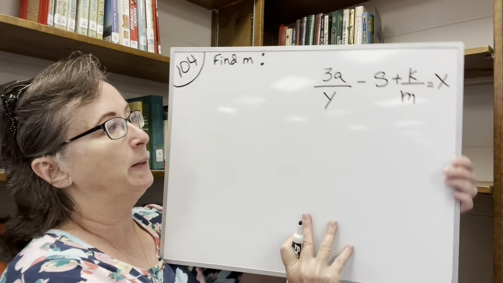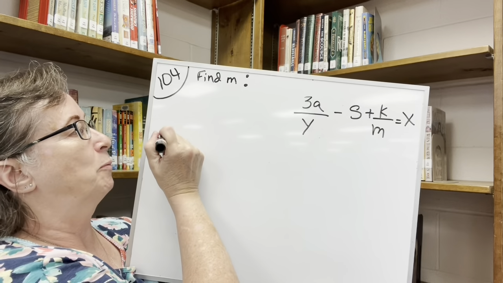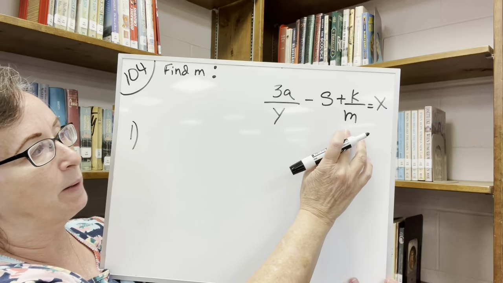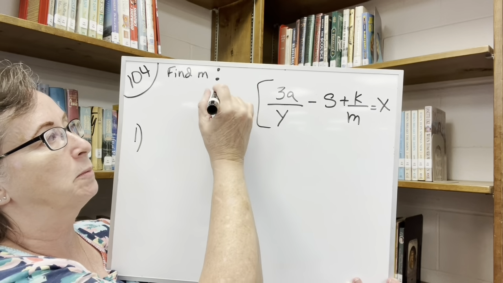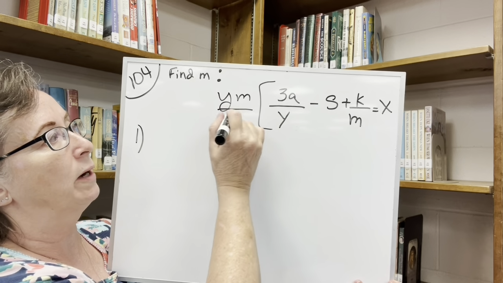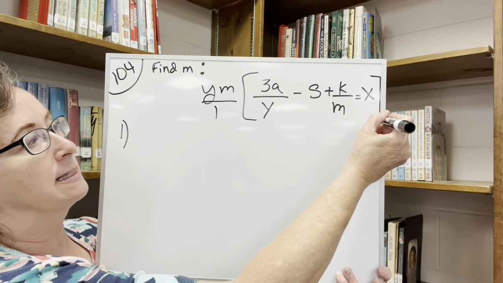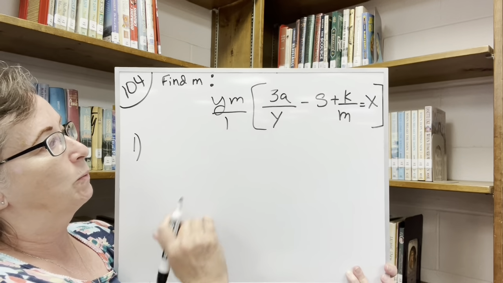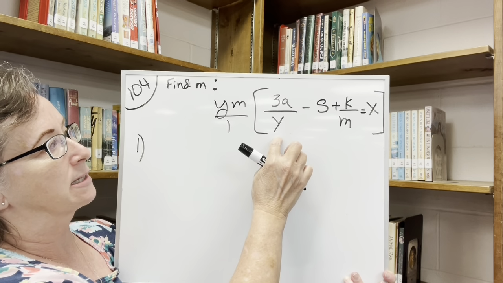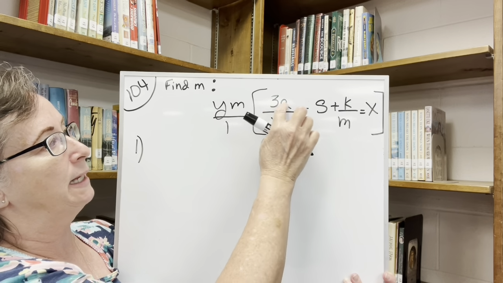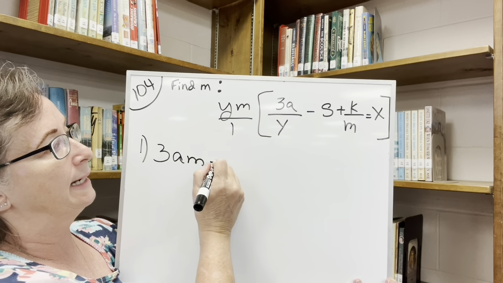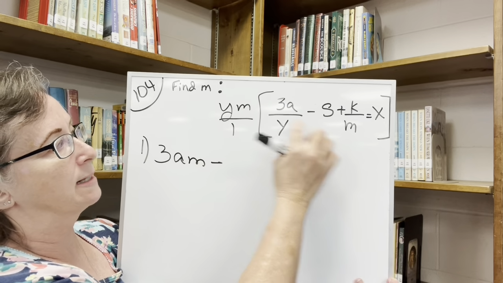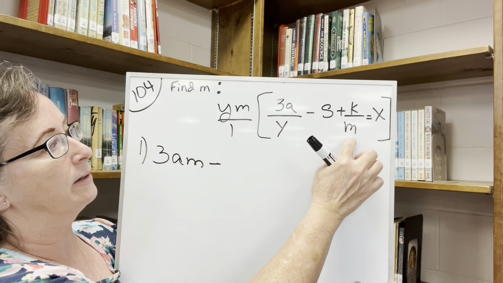All right, so here we go. Step 1 is to multiply through by the least common denominator, which would be ym. So we're going to multiply by ym over 1 all the way across this entire thing. So when we do that, the y's are going to cancel, and I'll be left with a 3am minus ym will cancel, the m's will cancel here.